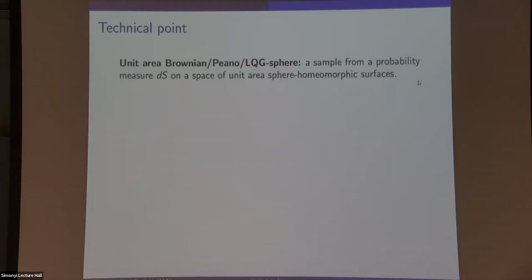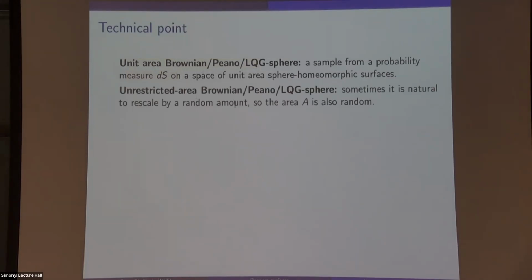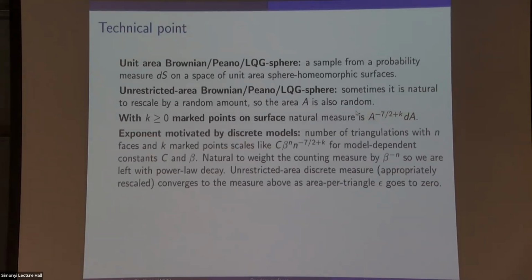Okay, so a quick kind of technical point. Usually when we think of a unit area Brownian sphere, we think of it as like a sample, like a measure ds on the space of all unit area sphere homeomorphic surfaces. But there's also sometimes a variant you want to discuss called the unrestricted area sphere. And that's where you allow the area of the surface to also be random. And so it turns out if you have k marked points on your surface, the natural measure is, we take a^(-7/2+k) dA. This is a measure on the real numbers, an infinite measure on the real numbers. And then given the area, you choose a surface of that area, uniformly among surfaces of that area somehow.